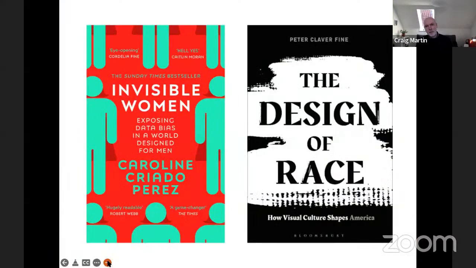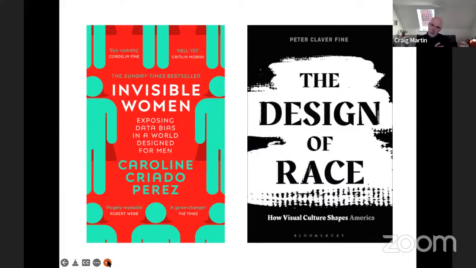Design, I also think, has been complicit in the creation of gender and racial inequalities. The book on the left here, Invisible Woman, is a very interesting book which talks about data bias, but I think it does something more broadly than that, which is to say that the world has been designed for men. That has created very particular types of patriarchal structures, particular types of products, services and systems. And likewise, The Design of Race, the book here by Peter Claver Fine on the right-hand side, talks about how visual culture has shaped America's very poor responses, obviously, to racial inequalities.